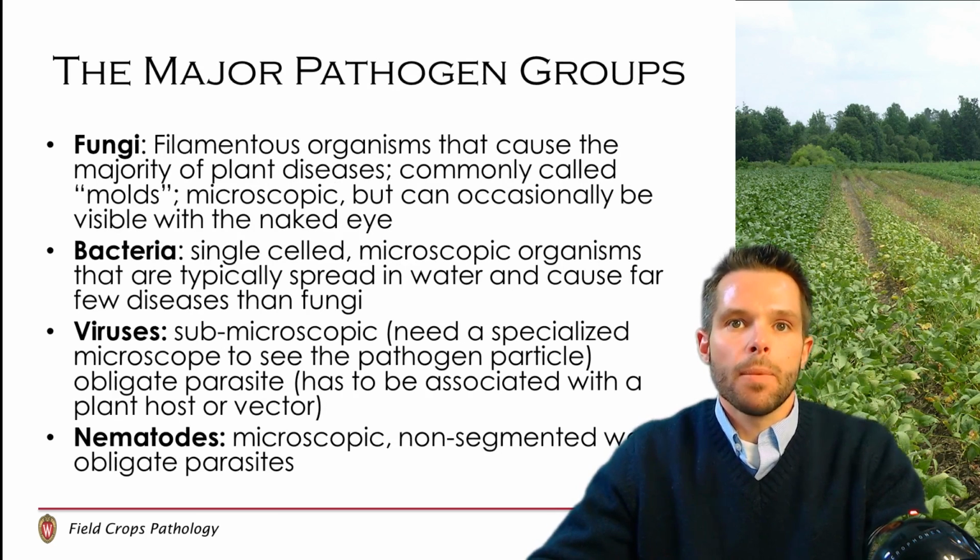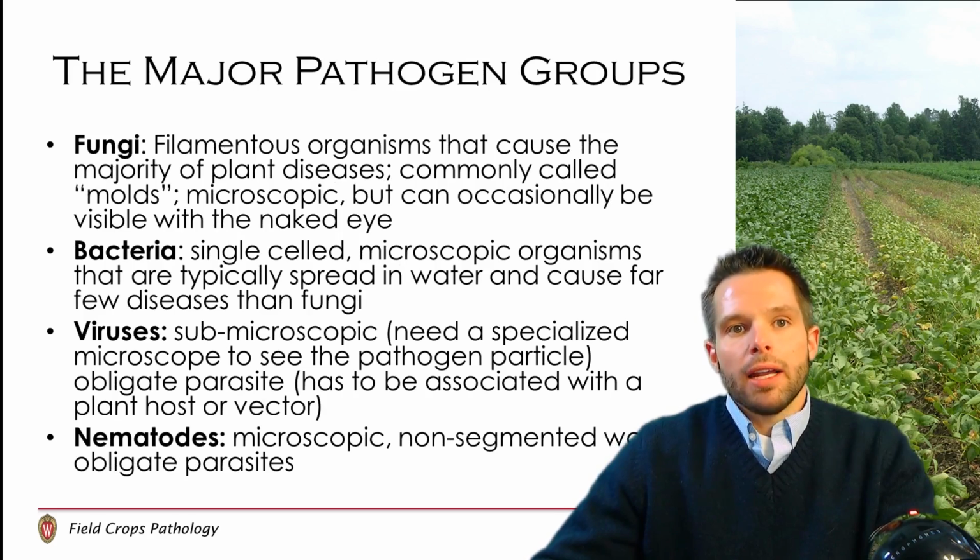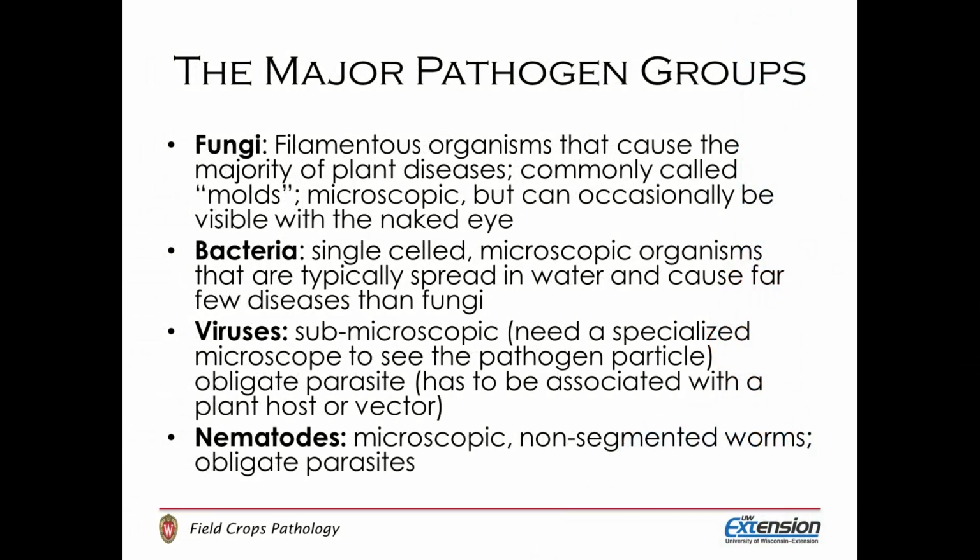Now, within the biotic group, we have four major pathogen groups which we talk about in field crops. The first one, and probably the most important and what you'll spend most of your time dealing with, are fungi. These are filamentous organisms that cause the majority of plant diseases. They are commonly called molds, and they're usually microscopic, but occasionally their signs can actually be seen with the naked eye. They are much different from bacteria, which are single-celled organisms.